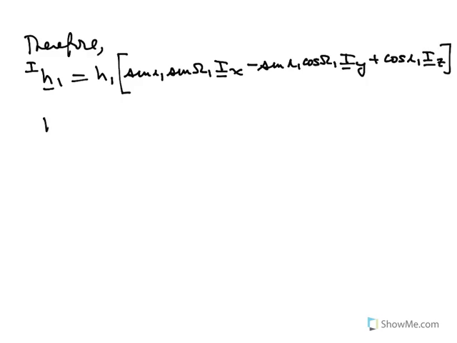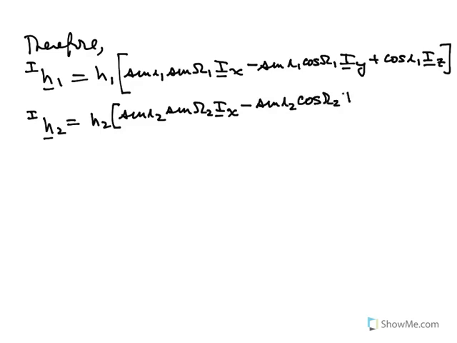Now the same thing goes for the second specific angular momentum. I get H2 times sine of I2 times sine of omega 2 times Ix, and I get minus sine of I2 times cosine of omega 2 times Iy plus cosine of I2 times Iz.